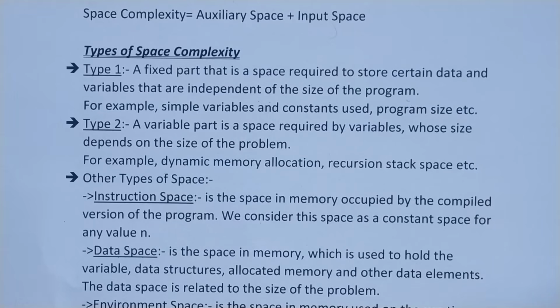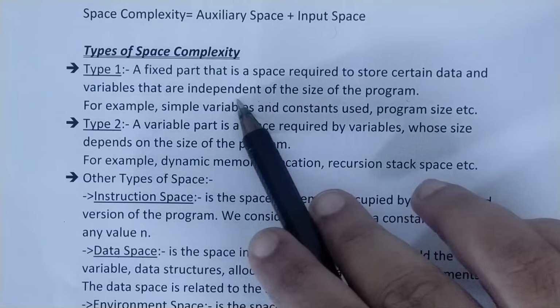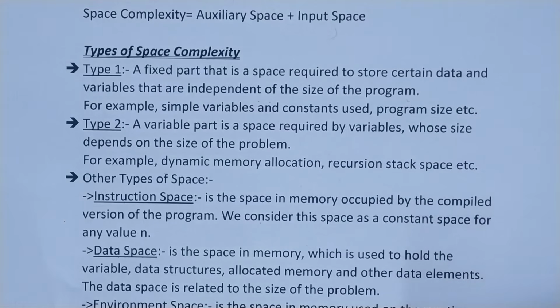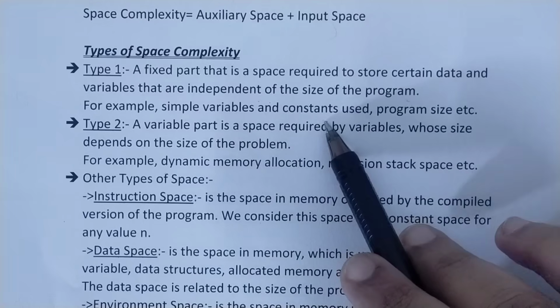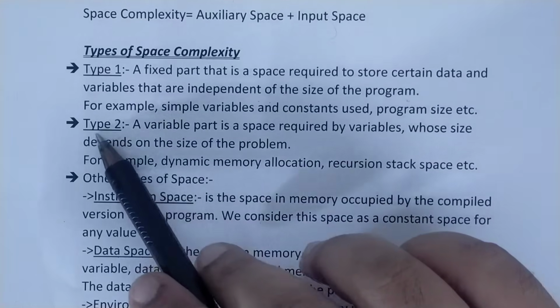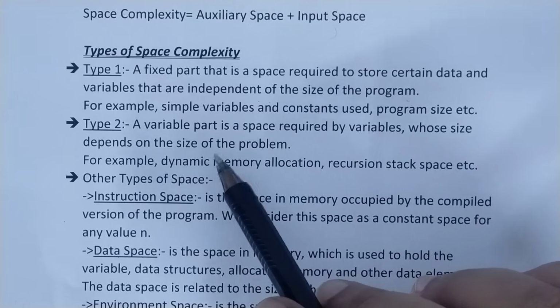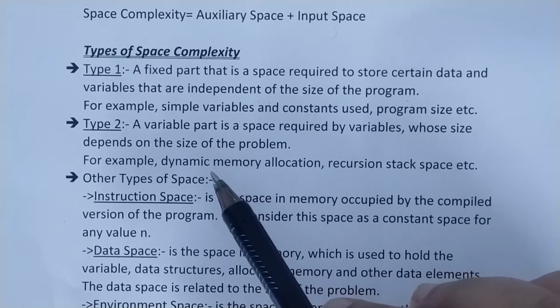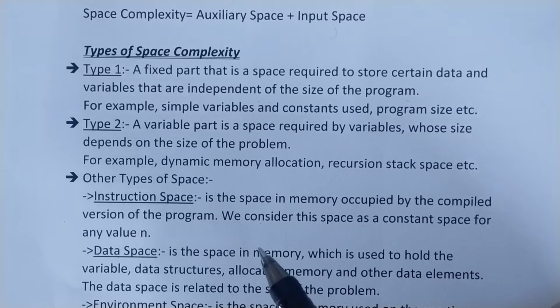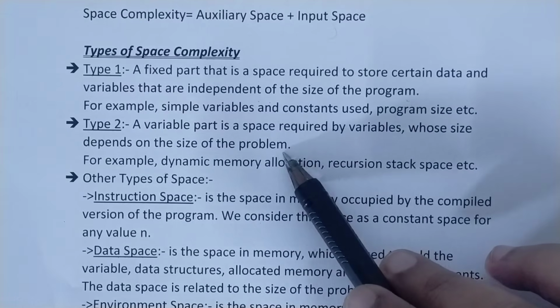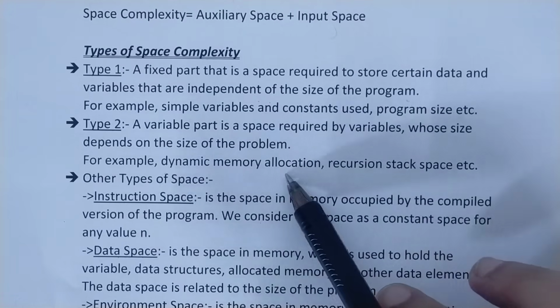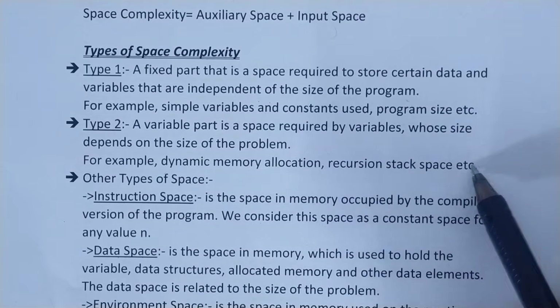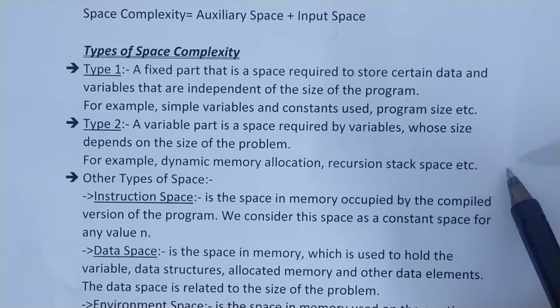Types of space complexity. Type 1 space complexity is the fixed space required to store data and variables that are independent of the size of the program. Examples include fixed memory required to store simple variables and constants. Type 2 space complexity is the space required by variables during runtime whose size depends on the size of the problem. Examples include dynamic memory allocation, recursion stack space, etc., which are allocated during runtime.